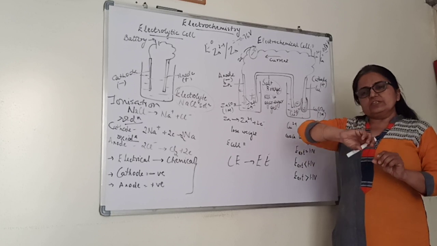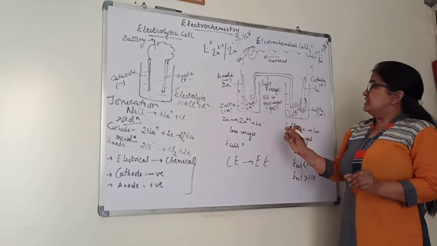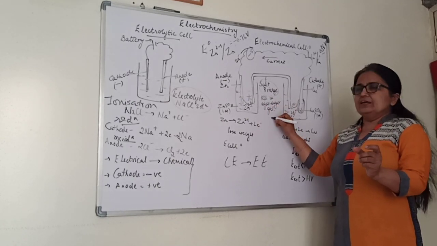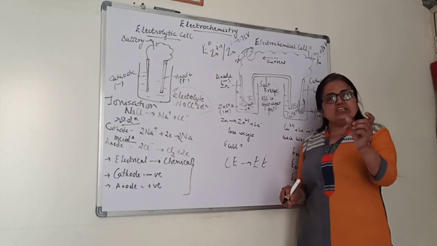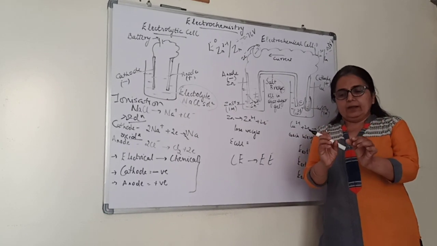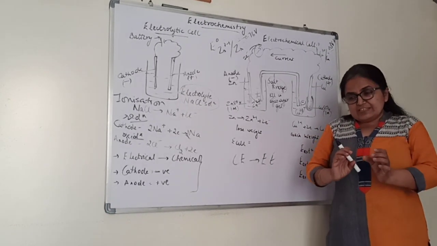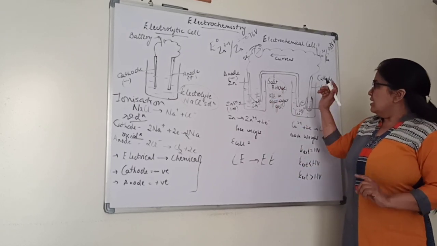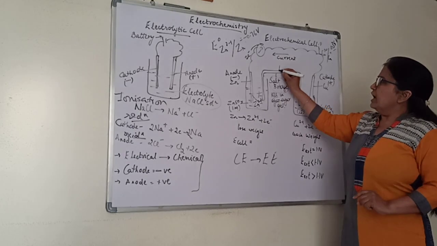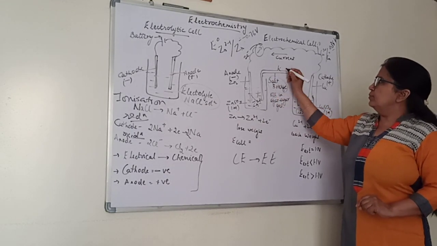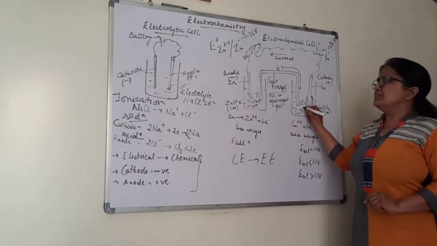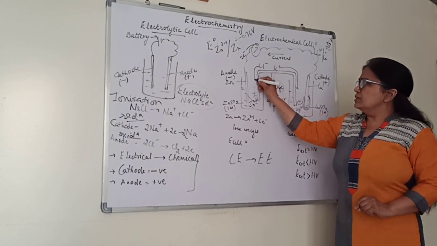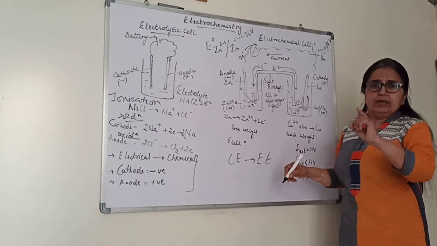Now what is salt bridge? It's a hollow U tube which is filled with KCl, potassium chloride, in agar-agar gel. The purpose of selecting potassium chloride is potassium and chloride, both ions have same mobility. The transport number is same. So what will happen? This is becoming more negative. Potassium ions from this salt bridge will rush to satisfy this negative charge over here, and chloride ions will rush towards the left hand side to satisfy the positive.